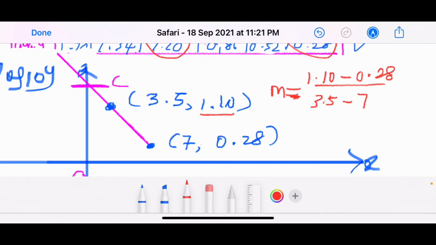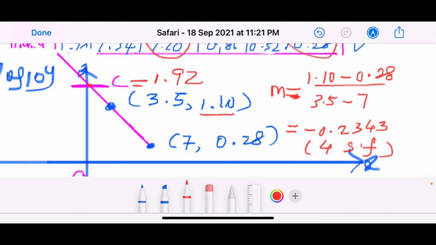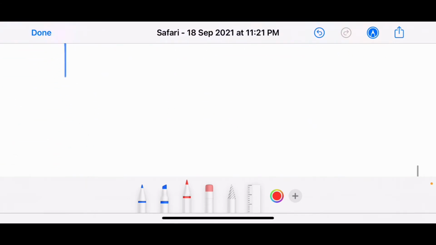So obviously the gradient is negative. You will get negative 0.2343. Leave your answer in at least 4 significant figures, alright? So leave your answer in 4 significant figures and read the y-intercept here. Let's say you read it, it's 1.92. Alright, so we are going to solve this.